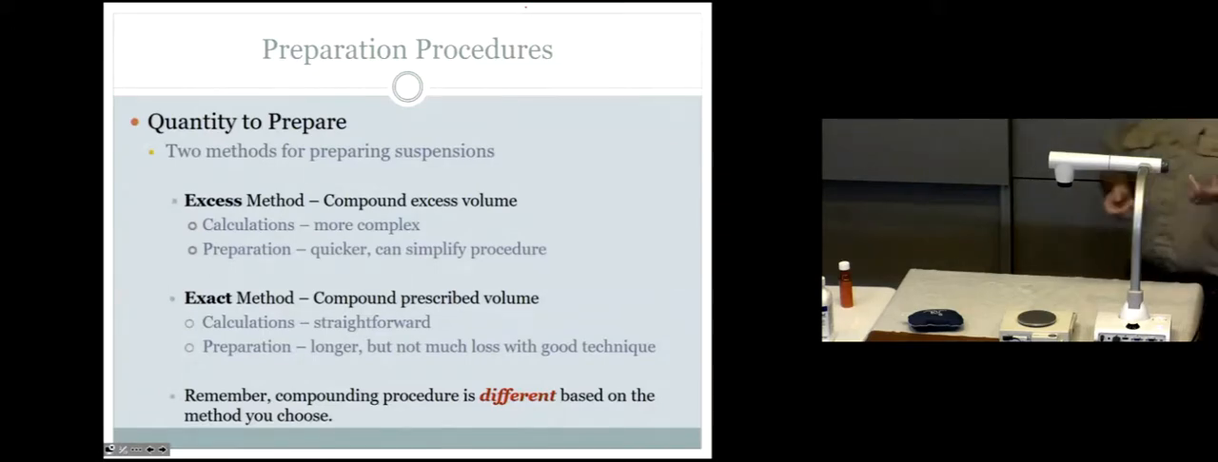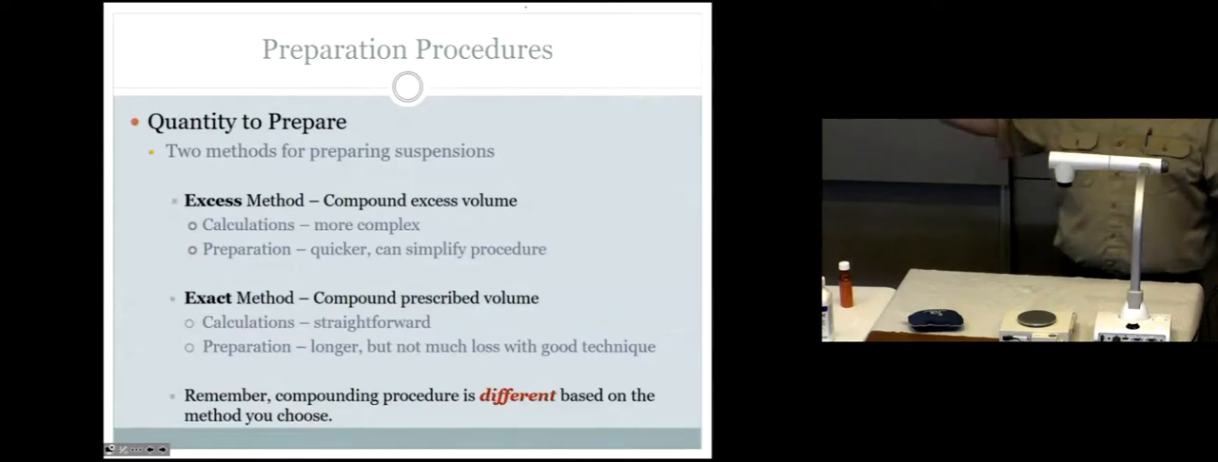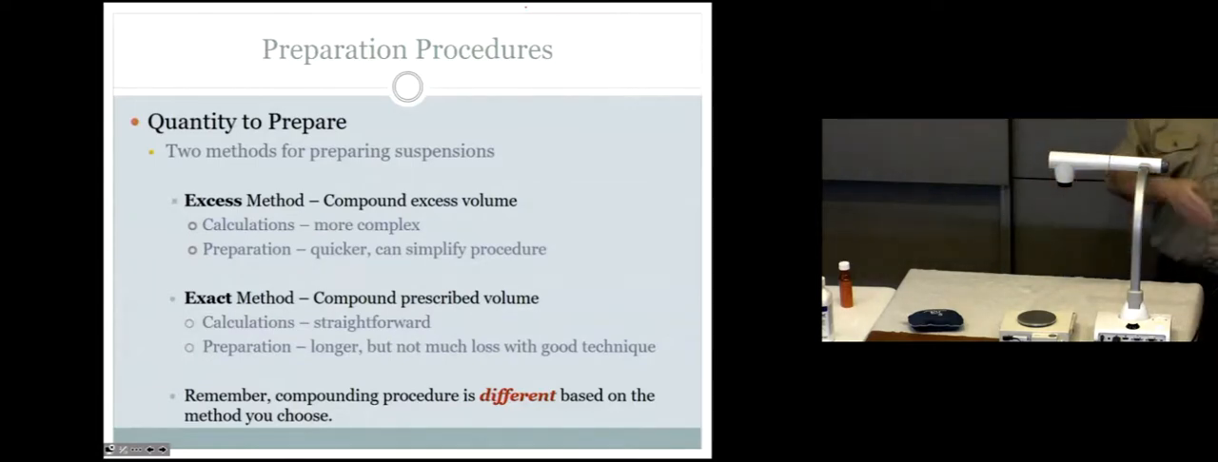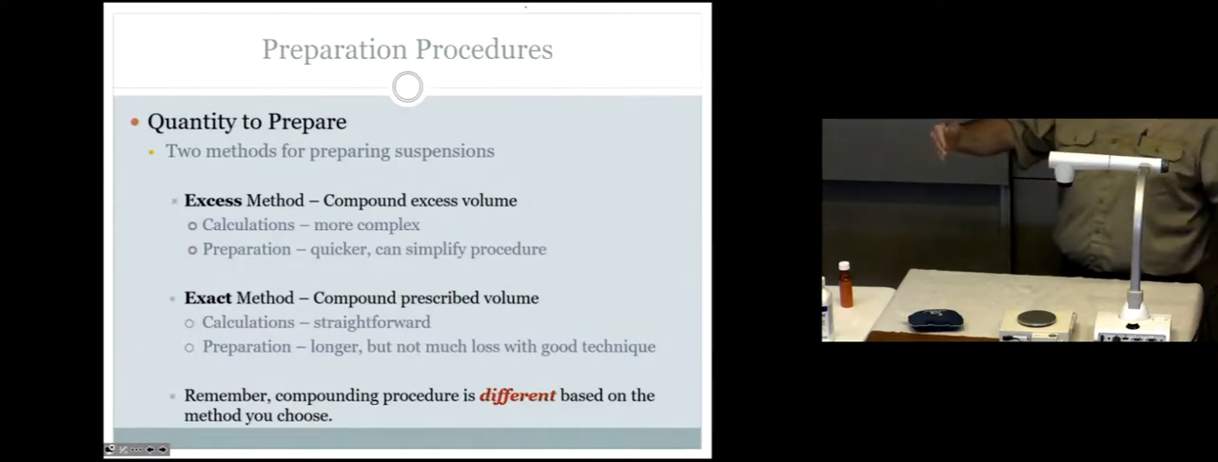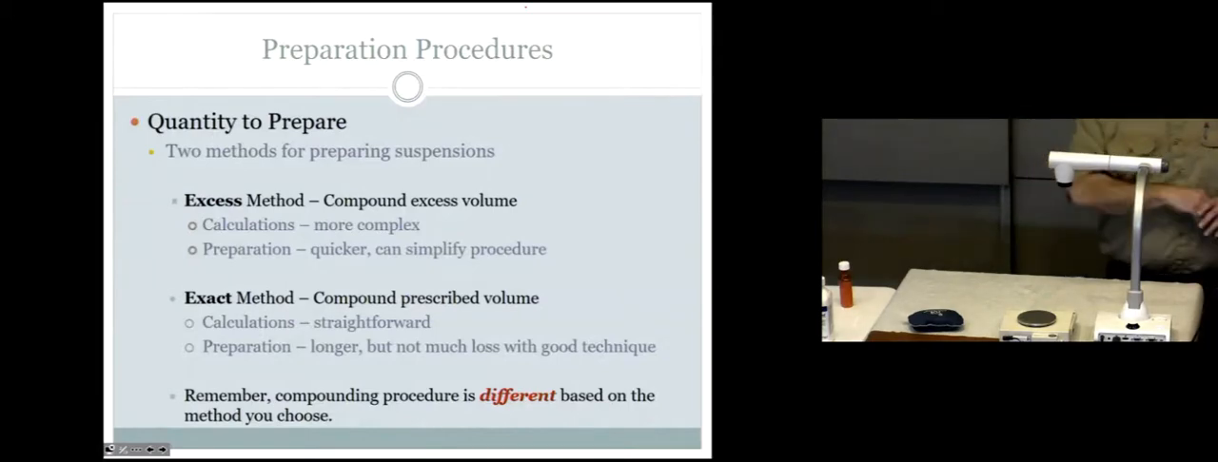Okay, so here's the key concept of the excess method. If the doctor says to dispense 90 mils, how much do I have to dispense? 90 mils. How much can I make? Anything more than 90 mils, right? I can't make 80. That's not going to work. But can I make 100 or 120, and just dispense the amount that the doctor requires? And that's the key to the excess method. You make excess. You don't just make what the doctor prescribes. You make excess, but you only dispense the prescribed amount.